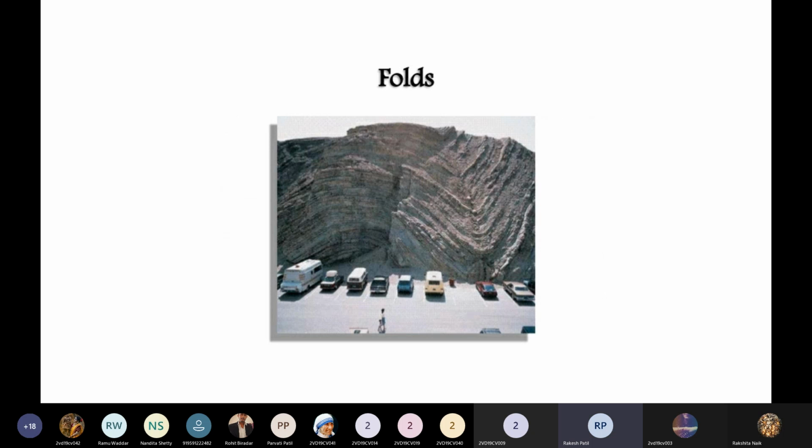See, this is how folds look like. Have you seen this kind of folds anywhere? Yes, sir. Have you seen this type of bends in your notebooks when I asked you to examine yourself?